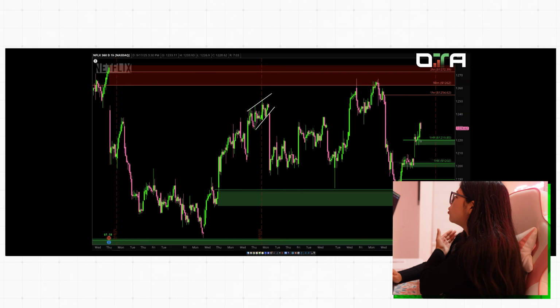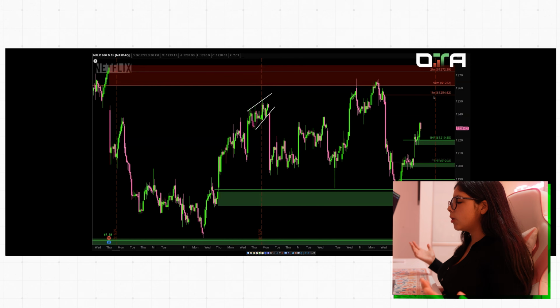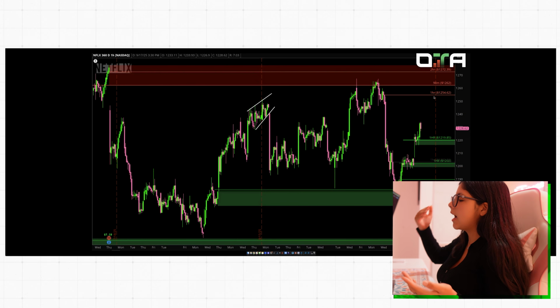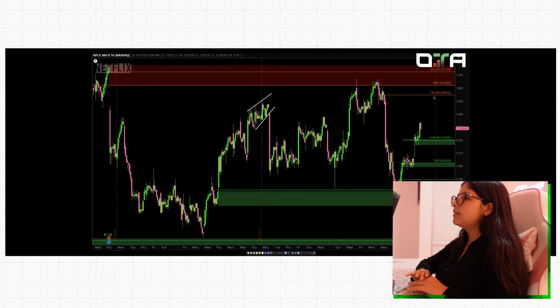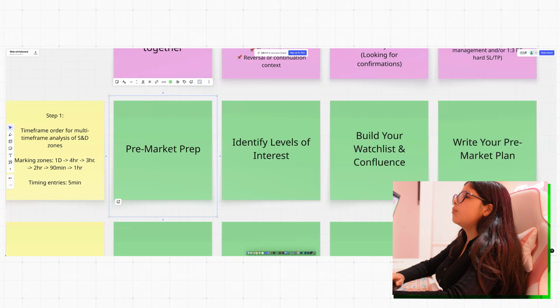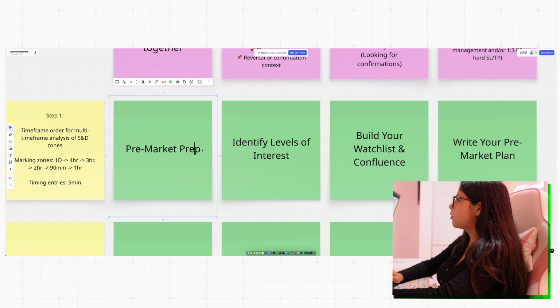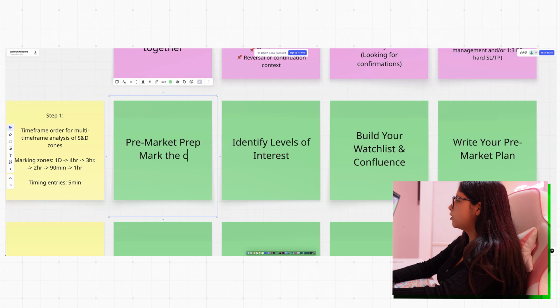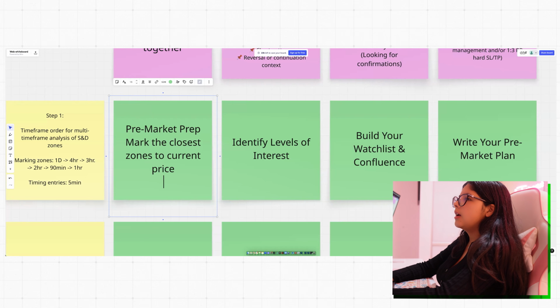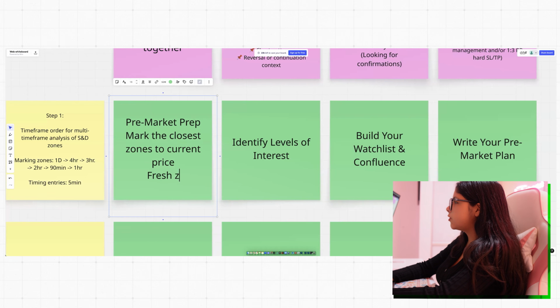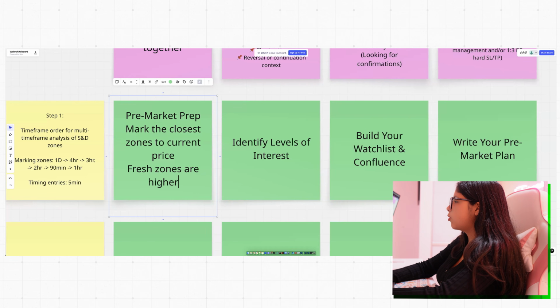So you enter a call from the demand zone, and then you target the supply zone above. Before the market opens, you could create that as your plan. And from there, we do our pre-market prep. So, like I said, mark the closest zones to current price, and fresh zones are higher probability.